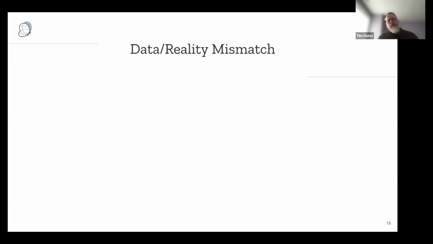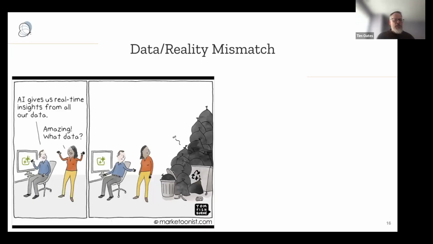All right. Now, the next thing, which is a real killer, is the data reality mismatch. And there are two flavors of this that I tend to see. I think most organizations are pretty realistic. If you go in and say, just you and me, tell me how good you think your data is, they're relatively good at figuring it out, or giving you a good story. So here's this AI that gives us real-time insights from all of our data. That's great. What data? And then you look over and your data is a pile of garbage.